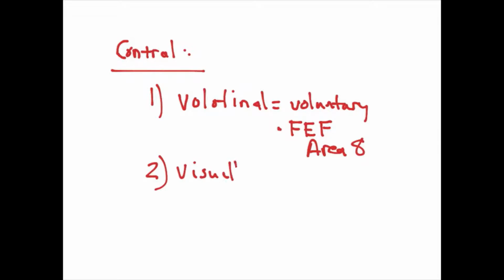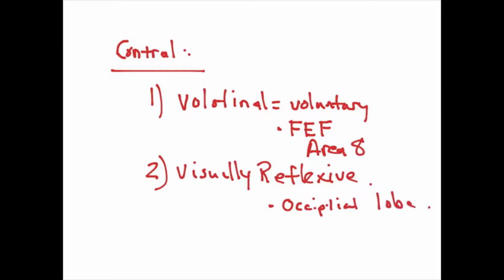When I say something is visually reflexive, I am talking about reflexes, and we know reflexive means non-voluntary. But we must first use the occipital lobe, because remember, the occipital lobe contains the optic area of the brain that perceives visual stimuli consciously. We also must use the accessory eye field, which I'm going to write as AEF, and that's on the parietal lobe as well.